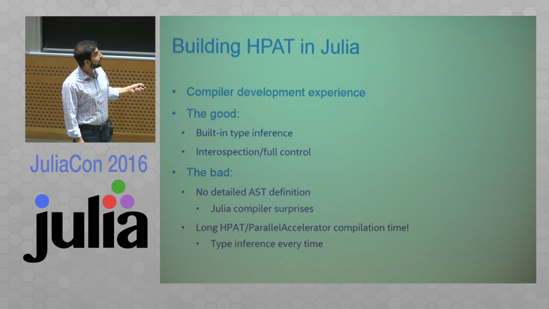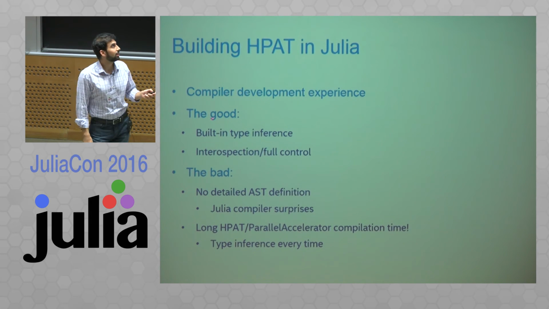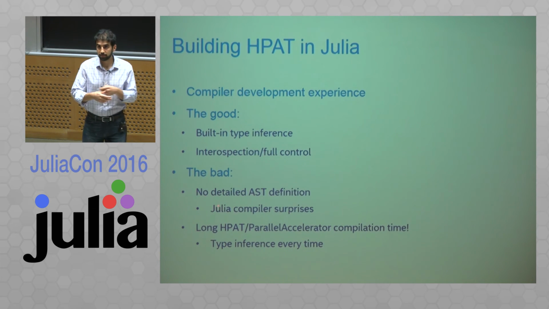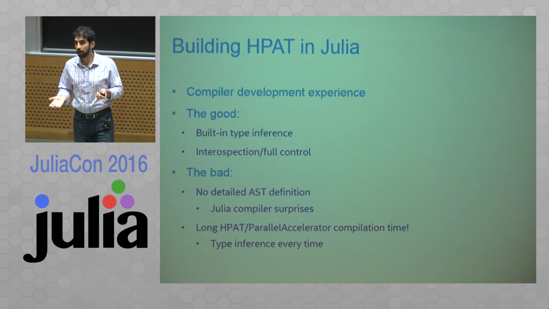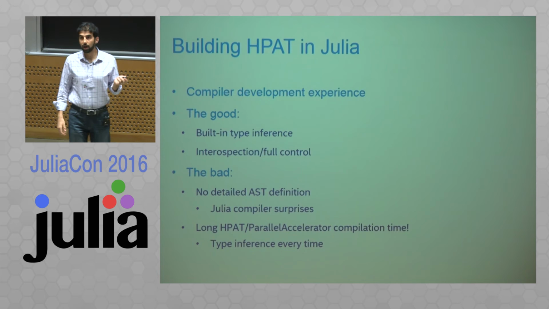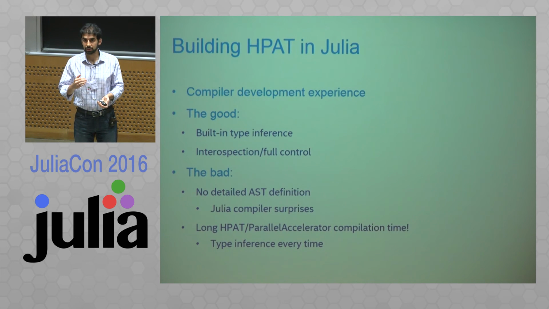But the downside of building a compiler in Julia is that we don't have a detailed AST definition or API that Stefan talked about this morning. When we get it, building these tools is going to be so much easier. Right now, we don't know what the AST contains. There is no contract between Julia compiler and tools. You can get surprised easily. It can inline something. It can generate any code out of the user code.